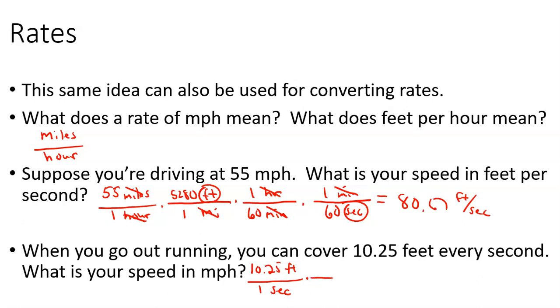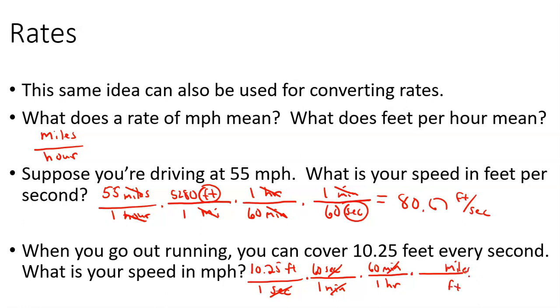Now, let's see if this is possible. I know that 60 seconds is 1 minute, and 60 minutes is 1 hour. So the seconds can go away and the minutes can go away. And now I got an answer in feet per hour, which is not quite what I want. I want it to be in miles per hour. So I need to put some feet on the bottom, and I need to put some miles up on top.